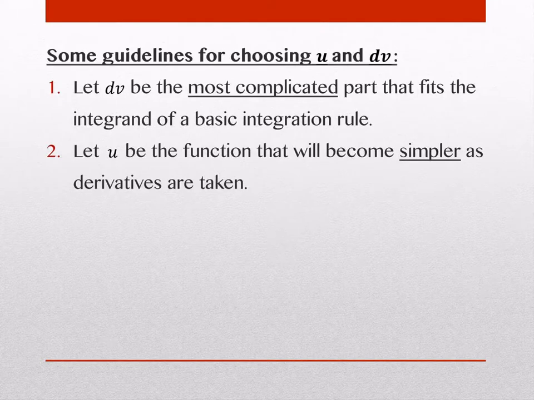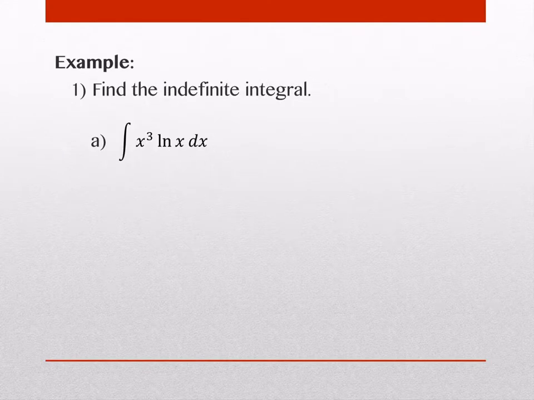All right, so you have some kind of idea now of thinking through what might be helpful to let u be and what might be helpful to let dv be, okay? So let's actually do an example. On this one, I have one piece that's not either of the two types of functions we worked with. I have natural log of x. But think about natural log of x. Do you know how to do its derivative or its antiderivative? Its derivative.